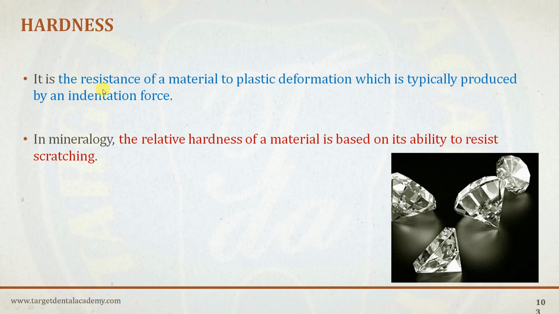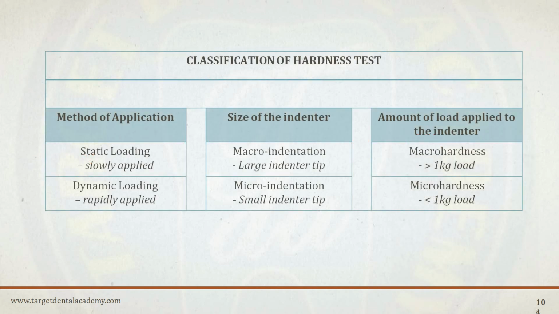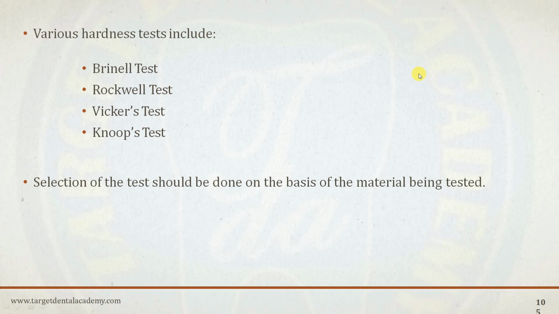Coming on to hardness, it is the resistance of a material to plastic deformation, which is typically produced by an indentation force. In mineralogy, the relative hardness of a material is based on the ability to resist scratching. The best material for hardness is diamond. Classification of hardness tests is by method of application, size of indenter and the amount of load applied to the indenter. Static loading, macro indentation, macro hardness: in this, you apply the force slowly, with a large indenter tip, and more than 1 kg of load. In dynamic loading, the force is rapidly applied, microindentation causes a small indenter tip, and microhardness uses less than 1 kg of load. Very important. Various hardness tests include the Brinell test, Rockwell, Vickers, and the Knoop test.